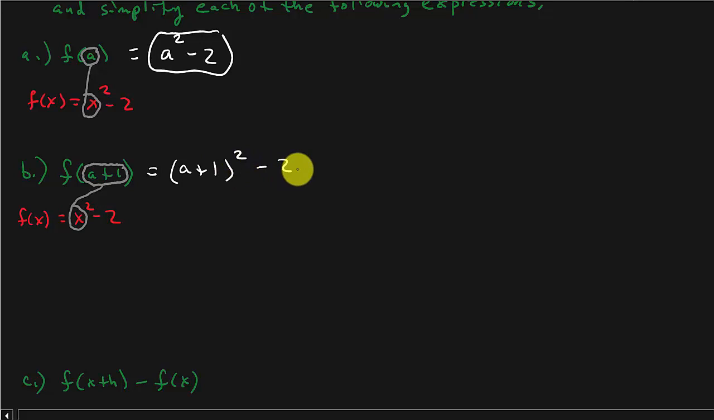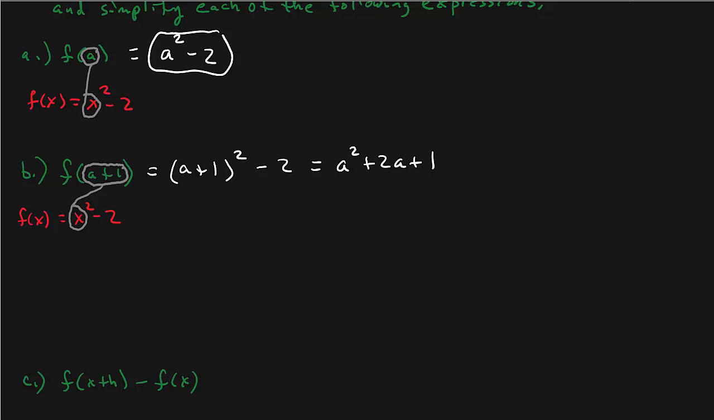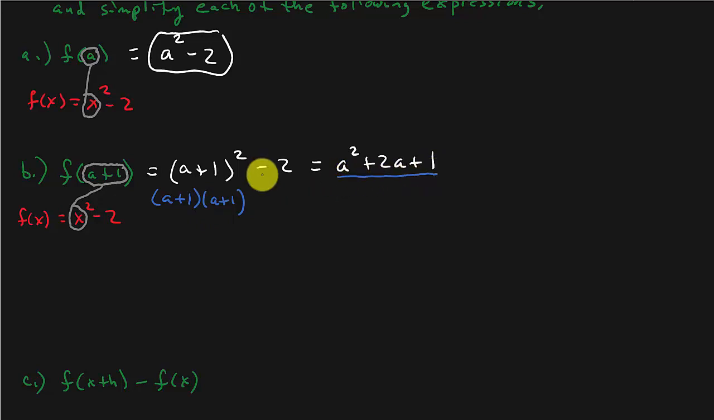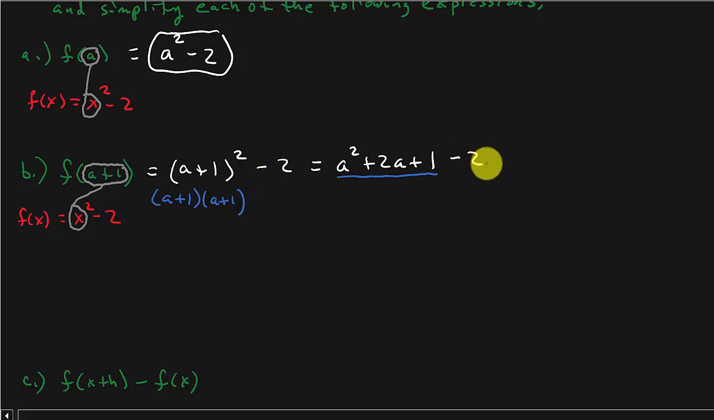And then they want us to simplify. So this is going to be what? A squared plus 2a plus 1. So what I did there is this is a plus 1 times a plus 1. That's this a plus 1 squared. If I write it out as a plus 1 times a plus 1, and then I FOIL it out, that gives me this right here. And then that's minus 2. And so combine like terms, a squared plus 2a minus 1. And there's my answer.